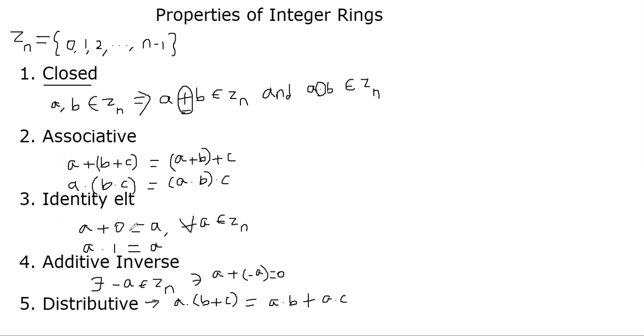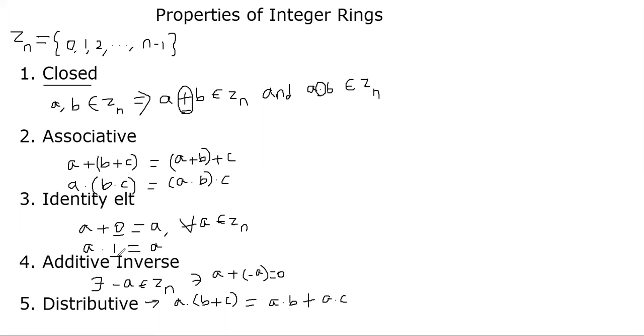For all a in Zn. This is the additive identity element, 0. This is the multiplicative identity element, 1. All right. We would also need an additive inverse. Not necessarily a multiplicative inverse, which is more complicated. We will talk about it later. For integer rings, we would only need an additive inverse.